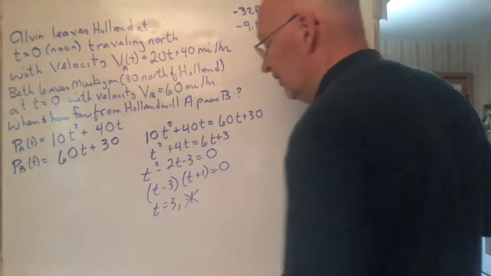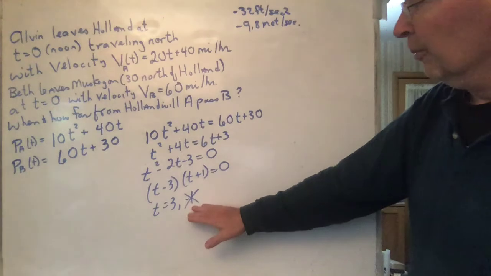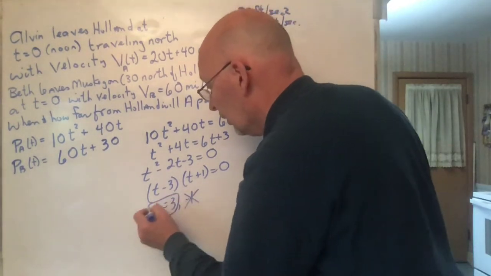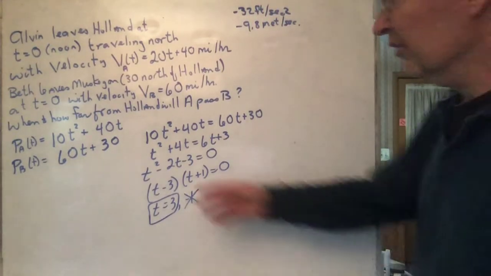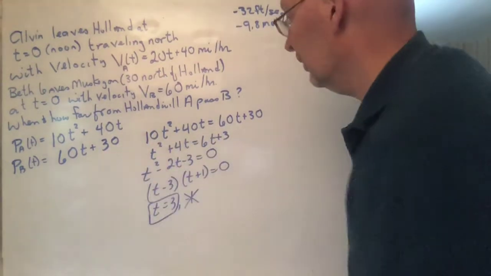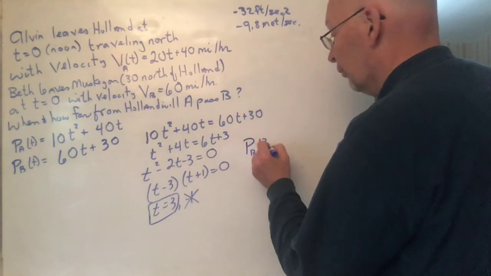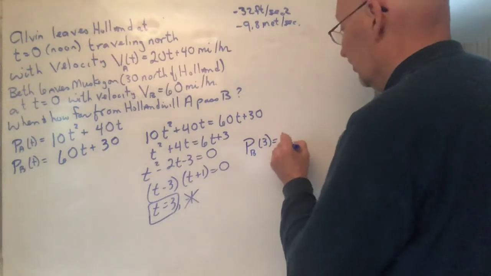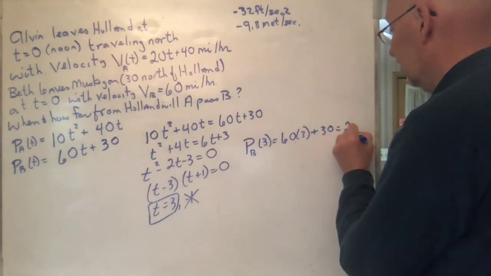Negative 1 doesn't make any sense physically. If we could go backwards in time, that would be another point where they had the same distance. But going only forward in time, there's when he's going to pass her. And now to find out where the position is, you should be able to put that into either of these. Either one will work. This one looks like it might be a little bit easier. P sub B for 3 is equal to what? 60 times 3 is 180, plus 30 is equal to 210.